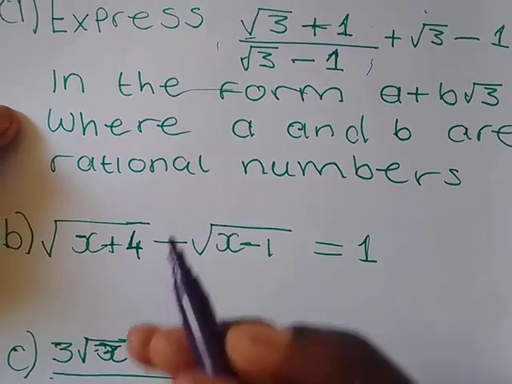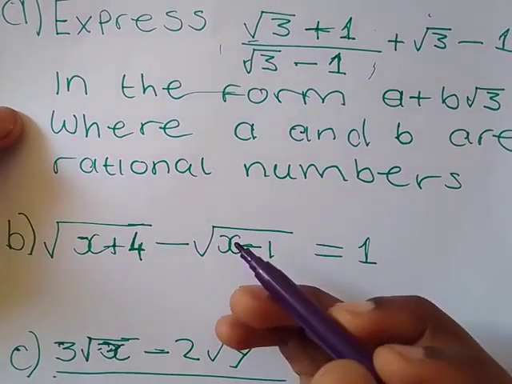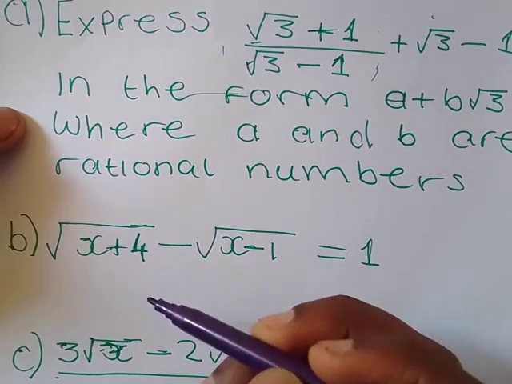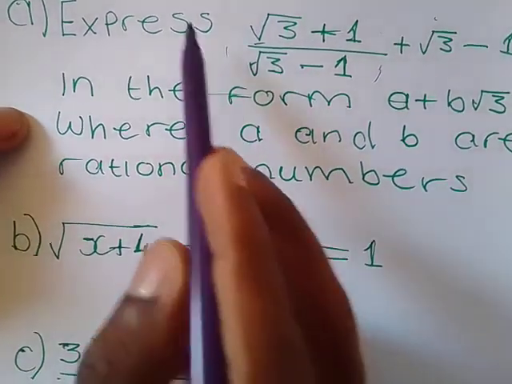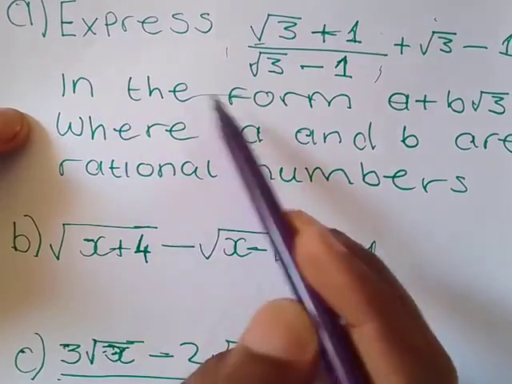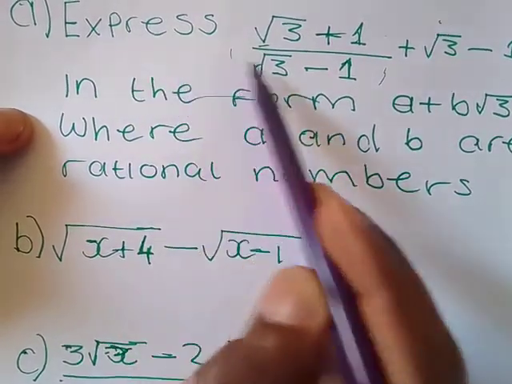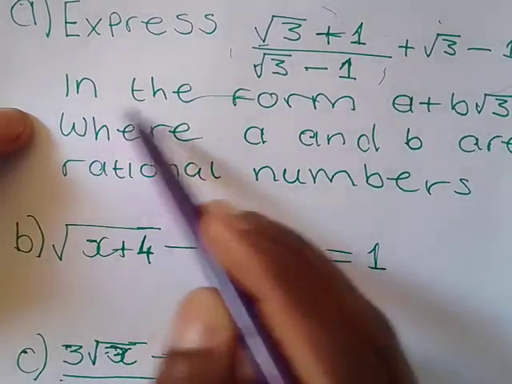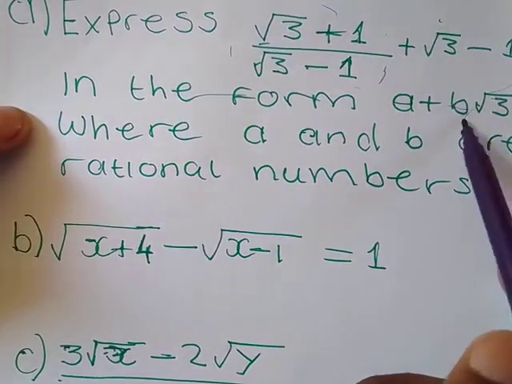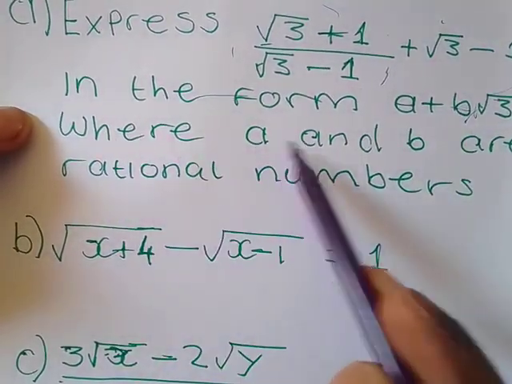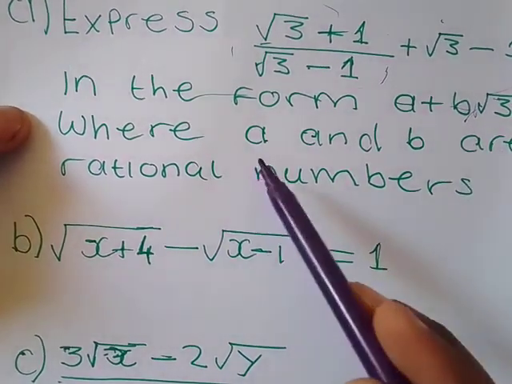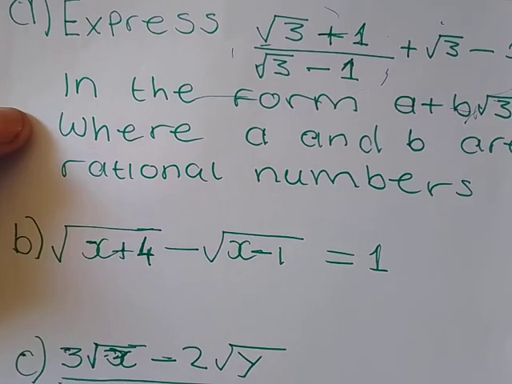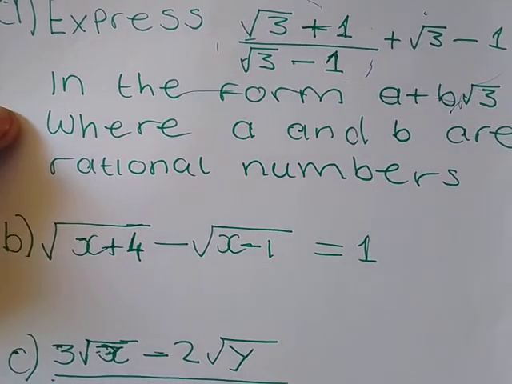In this video, we'll be looking at these three problems under radicals. Okay, so the first question or problem is saying that express this in the form a plus b with the square root of 3, where a and b are rational numbers. Okay, so let's look at the problem. Let us solve it.